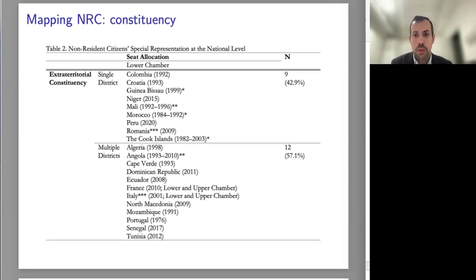The country group with a single overseas district only in the lower chamber includes the second largest number of cases over time and is geographically more diverse. Currently, the average number of overseas districts and seats is around 3 and 7 respectively.